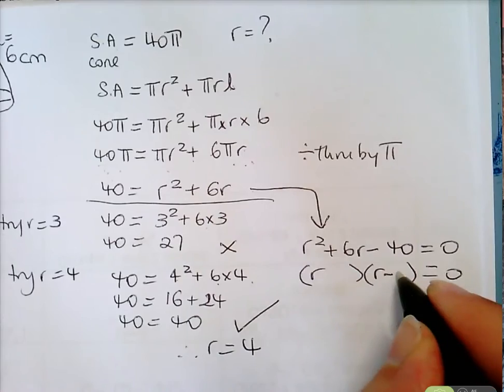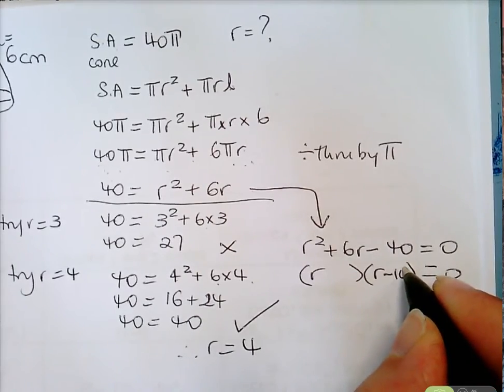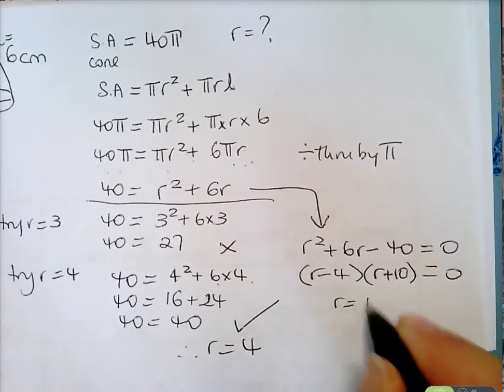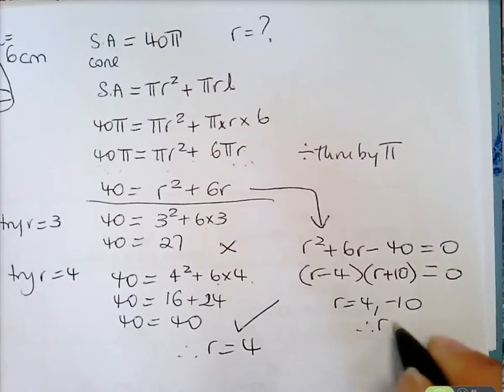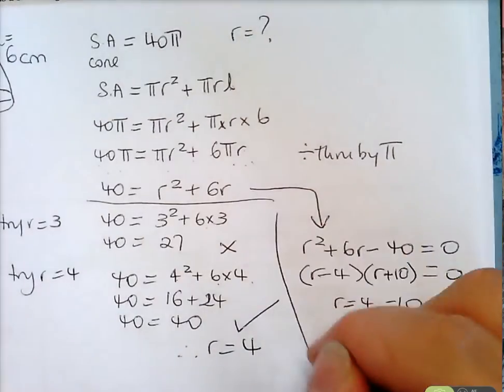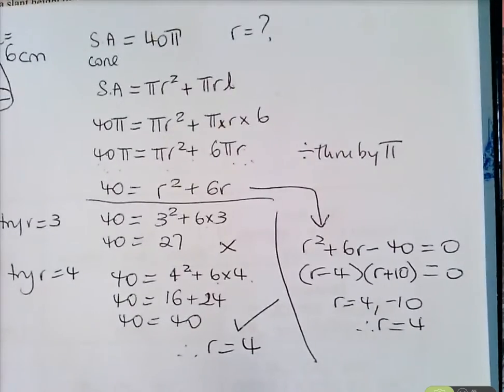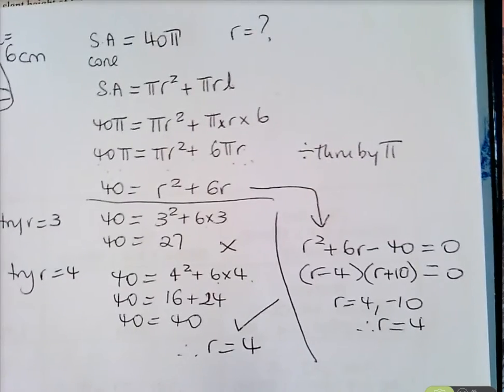You get r plus 10, r minus 4. We're going to learn this later. And then we're going to get r is 4 or minus 10, therefore r is 4. Don't worry about it. You don't have to know how to do it, but we're learning it later. At the moment, we'd guess it, and at the moment, I'm not allowed to give it to you. So, there. Don't worry about the question.